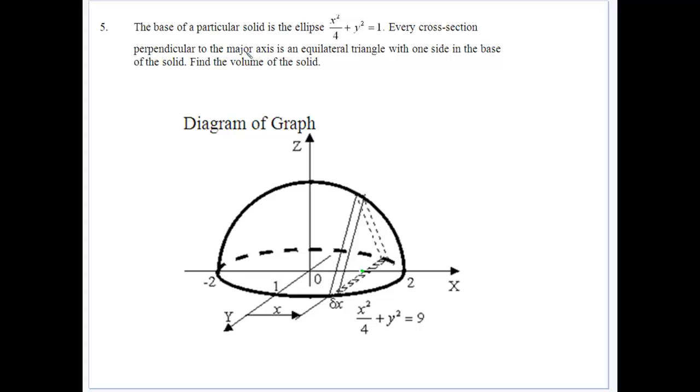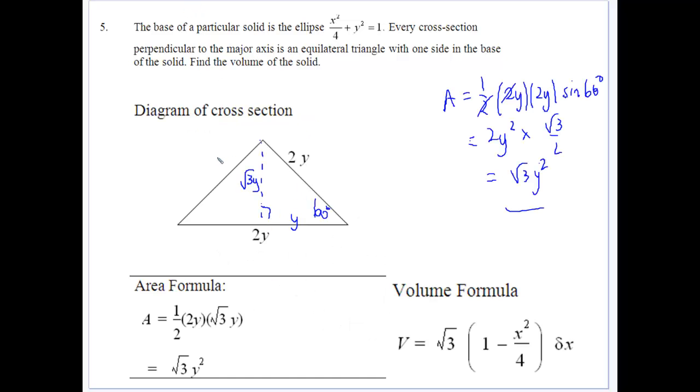The cross-section is perpendicular to the major axis. The major axis is along the x-axis, and the cross-section is perpendicular to it, so that's why we're going to have delta x. Again, we've gone across the distance of x, so we go y in that direction, y in that direction. So minus y to y gives us 2y along our side. So the sides of our triangle are 2y all the way through.